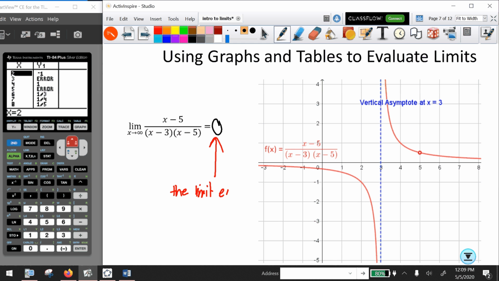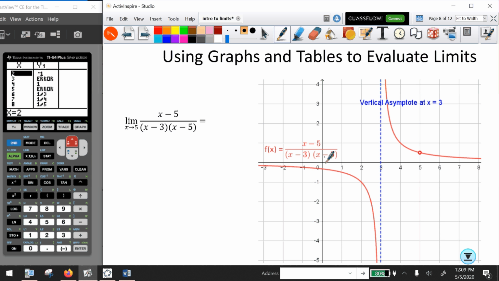The limit exists, and it approaches 0. Another example, let's explore this function as x approaches 5. We see here in our table that when x is 5, you get an error, and that's because if you plug 5 in the denominator, 5 minus 5 is 0, and you're not allowed to divide by 0.